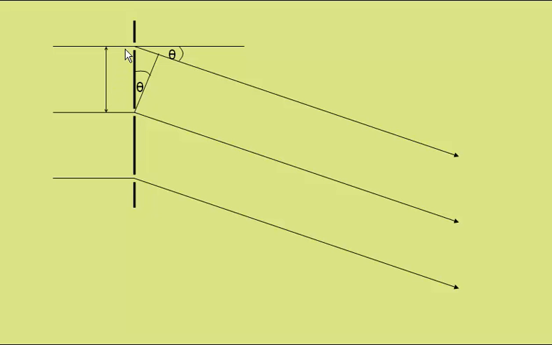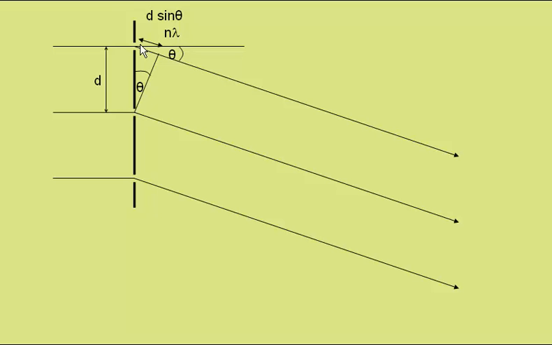If the distance between the gaps is d, this distance here will now be given by d sine theta. But this distance is the path difference to the screen from this gap and from this gap. If these rays meet to constructively interfere, this path difference must be a complete number of wavelengths. So this distance must also be n lambda, where n will be a whole number and lambda, as usual, is the wavelength of the light.